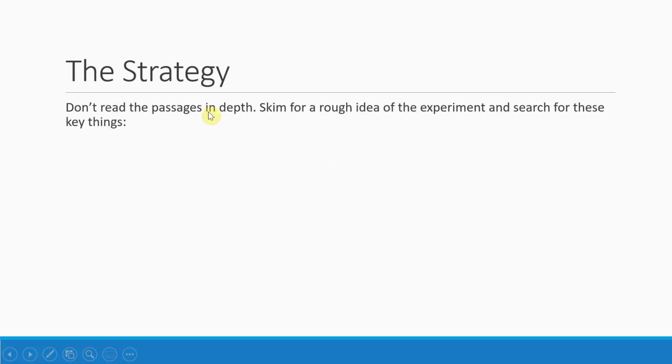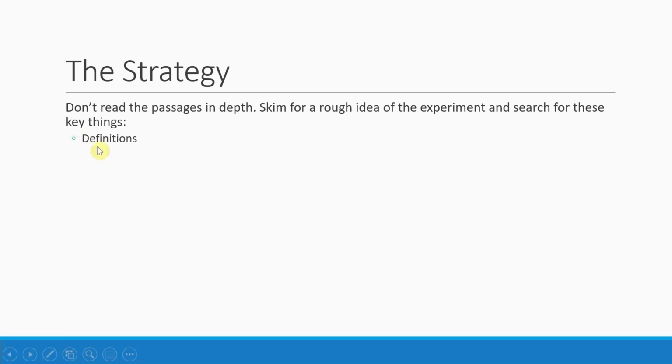Again, don't read the passage in depth. You're just going to skim it for a rough idea of what the experiment is, and then search for a few key things. Those would be definitions, and that's where it will actually define terms for you in the text. It's important to know where those are in case there's a question about it, or if a question involves those terms where you actually kind of have to know what they're talking about, then you can come back and actually try to figure out what those definitions mean.